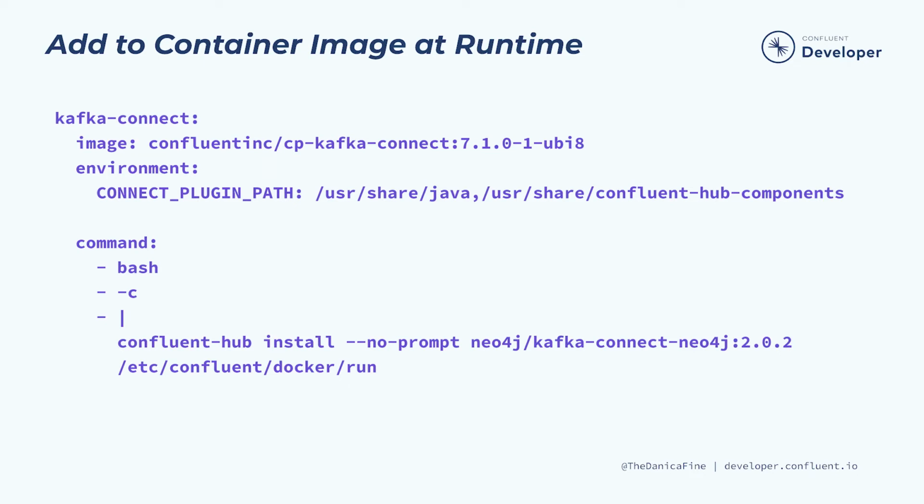And finally, you should add a command that overrides the base image's default command so that you can call the Confluent Hub utility, which will then install the connectors that you specified. In this case, we're using the Neo4j connector.